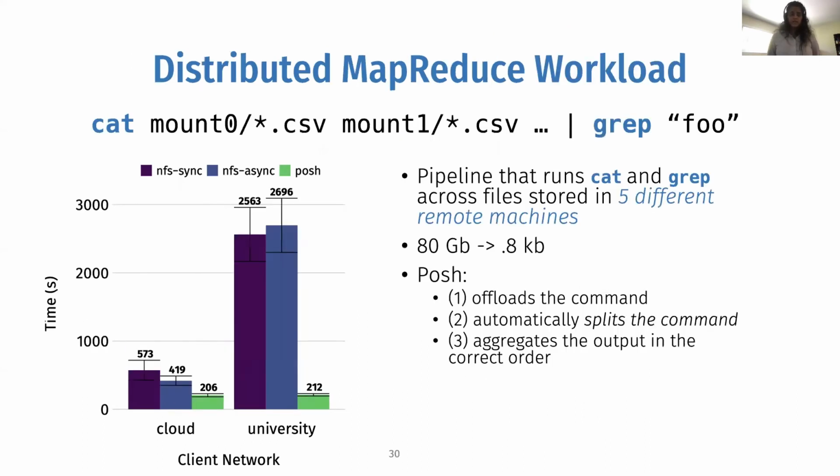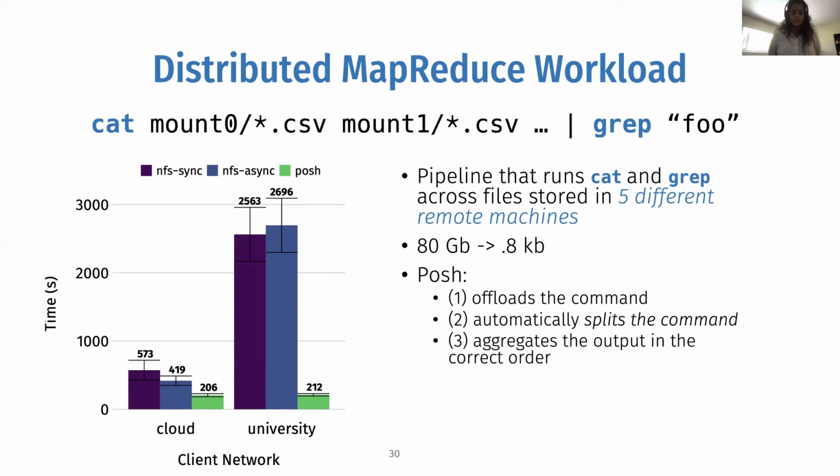Next, we revisit the workload from the demo where we run cat and grep across 80 gigabytes of logs stored in 5 different remote NFS servers. The output data ends up being about 0.8 kilobytes large, so is much smaller than the input data. In both the cloud-to-cloud and university-to-cloud setting, we see that POSH gives large benefits, a 2 to 2.5x speedup in the cloud-to-cloud setting and a 10x speedup in the university-to-cloud setting.